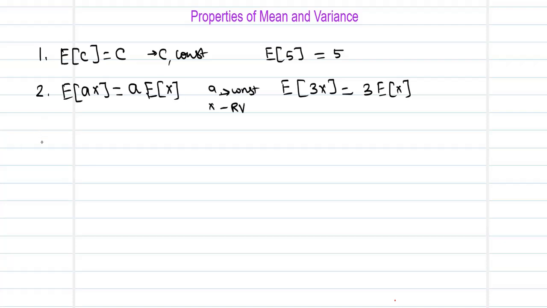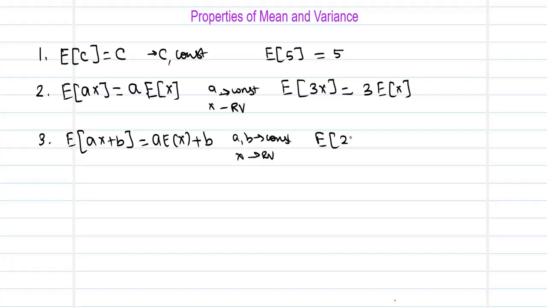Property number 3, when we have the expected value of ax plus b. So what will this be equal to when a and b are constants and x is your random variable? Then we have a times E of x for the first term, and for the second term you will have E of b. B is a constant, and what do you know about E of b? E of b is the same as b. So for example, E of 2x plus 7 will be 2 times the expected value of x plus 7.